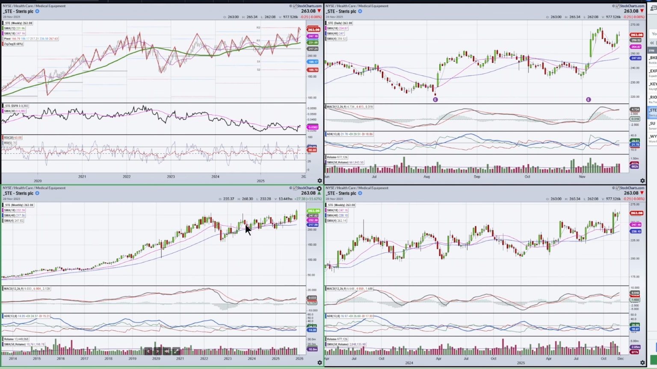Again, if you looked at the point and figure, you should go back and look at all the point and figure charts. StockCharts has point and figure. You can go and look at their point and figure charts and see the size of the bases that are forming on these stocks, right?